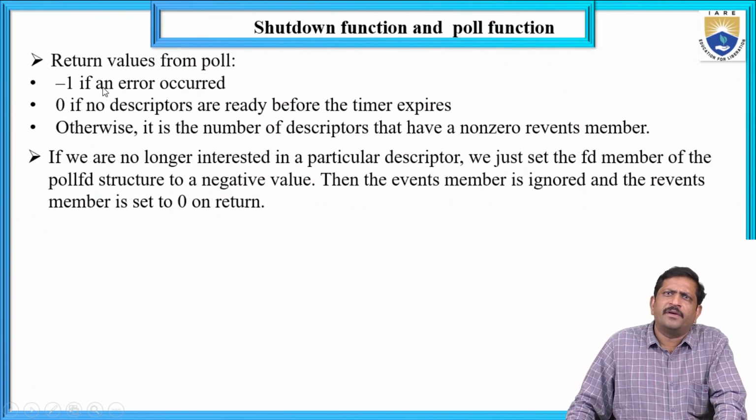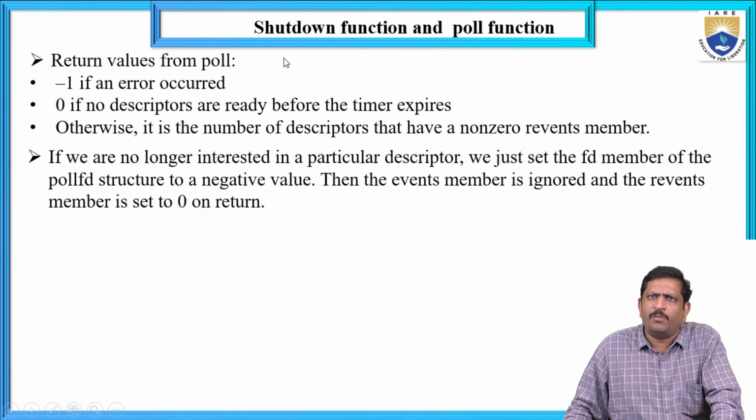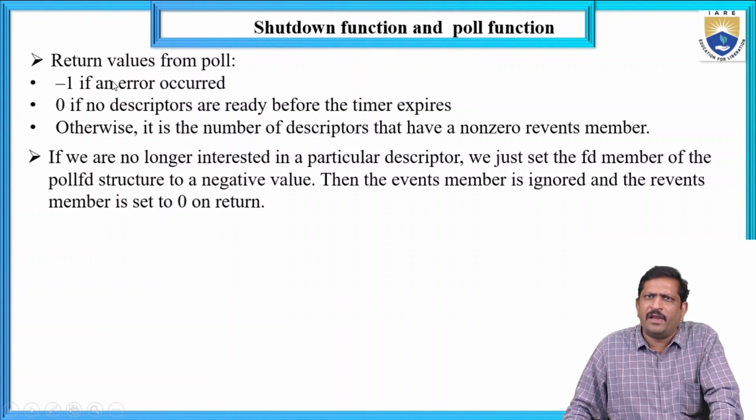You see the values from the poll function. If the poll function value is minus 1, an error has occurred. If it is 0, no descriptors are ready before the timer expires. Otherwise, it is the number of file descriptors that have a non-zero revents member.